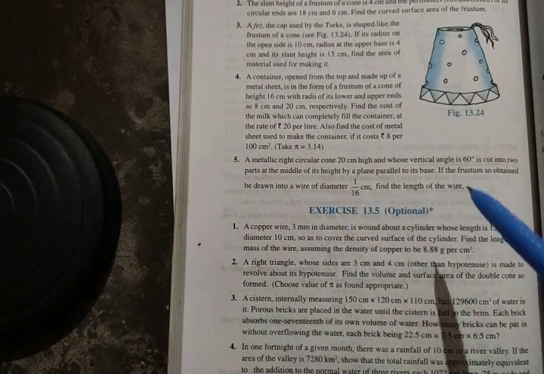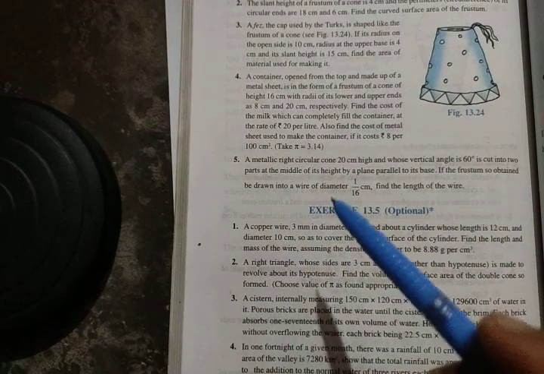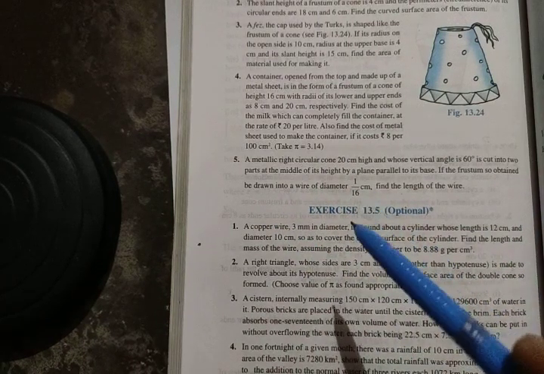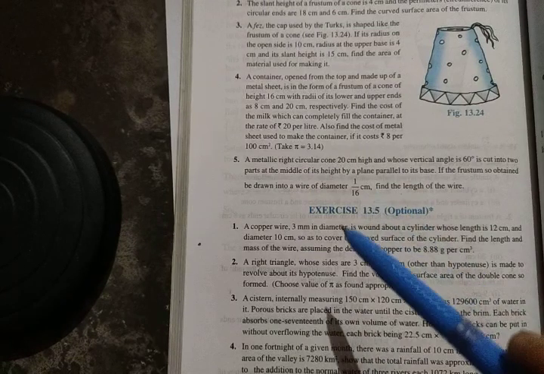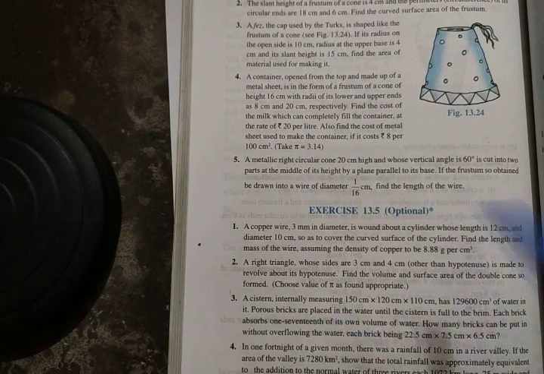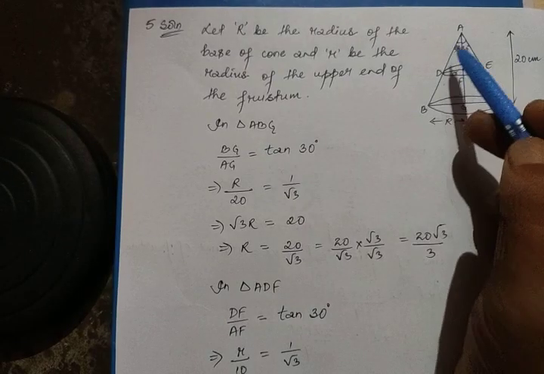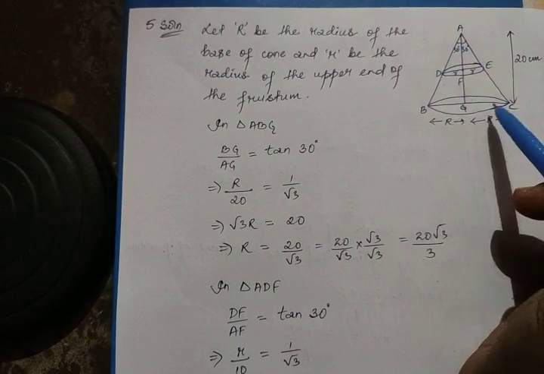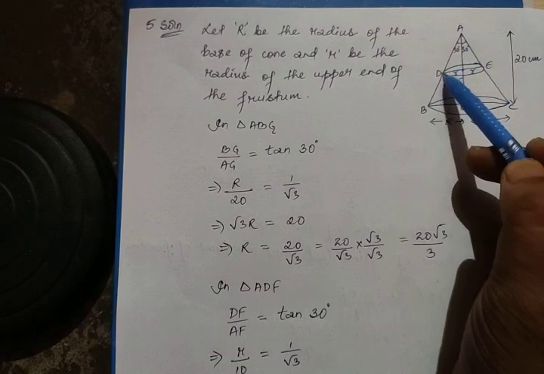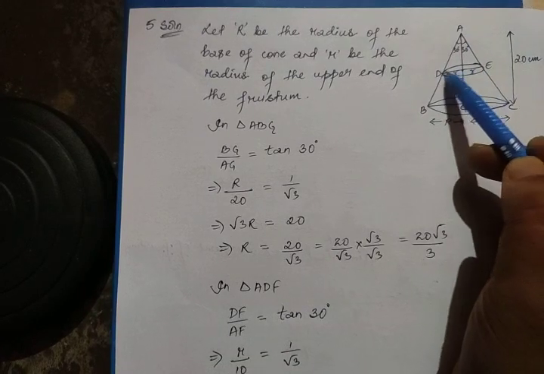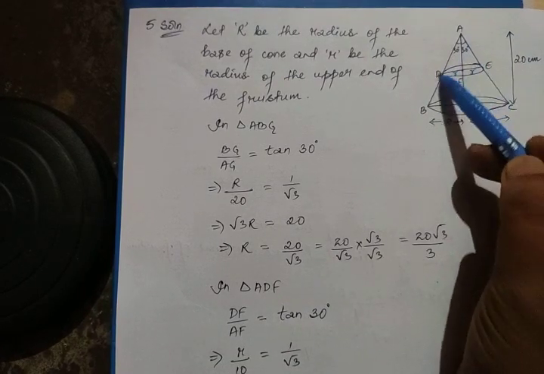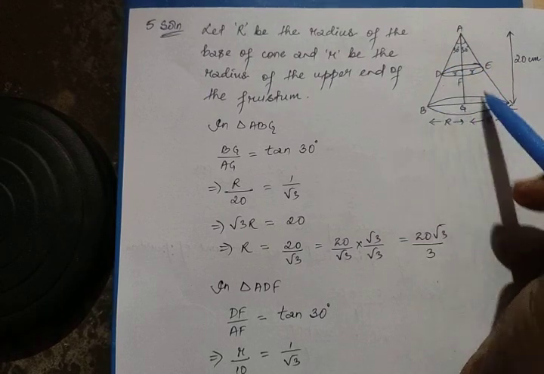So the frustum is drawn into a wire, and here the diameter of the wire is given as 1 by 16 cm. You have to find the length of the wire. You refer to the question from the textbook, but let us proceed with the answer. Here I have already drawn the figure. You have a cone, and this cone is cut in the middle. The upper part is the cone and the lower part is the frustum.